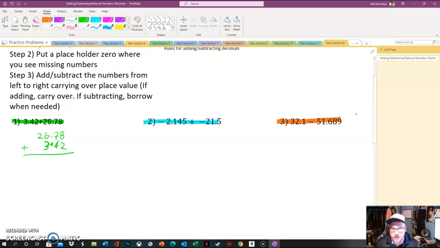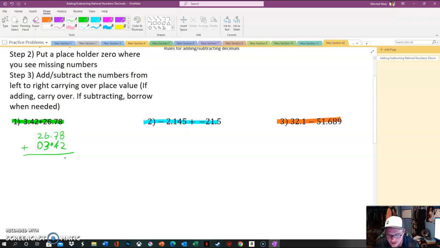Now I'm going to place 0 wherever I see a missing number. I see that there's a missing number here, so I can put a 0 here. You don't have to do that one, but usually you do it where you see zeros behind it. And then you're going to add or subtract the numbers from right to left, carrying over place value. If you're adding, you're carrying it over. If you're subtracting, you're borrowing when needed.